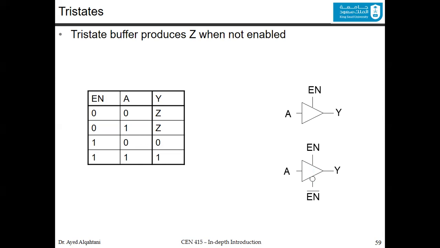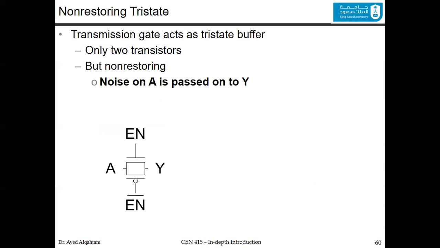Why did we discuss the tri-state here? Because we actually can design this by transmission gate, just by naming this enable, and this one is enable bar. Now the A will pass to Y when the enable is 1. Otherwise, you don't have a passing, or a path, between A and Y, and the output will be floating or Z, high impedance.